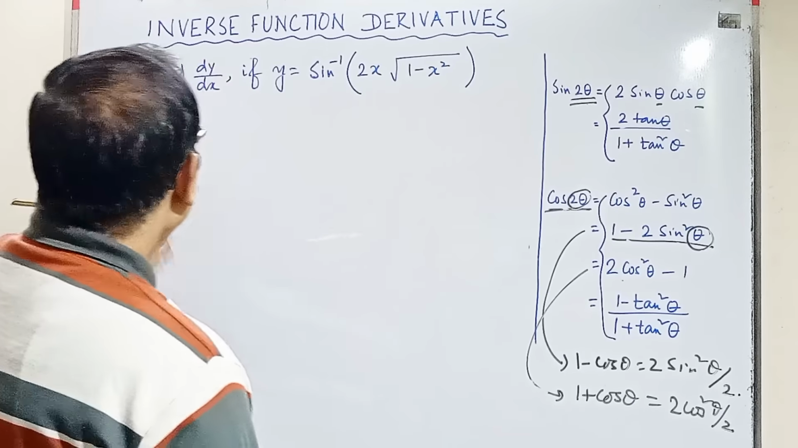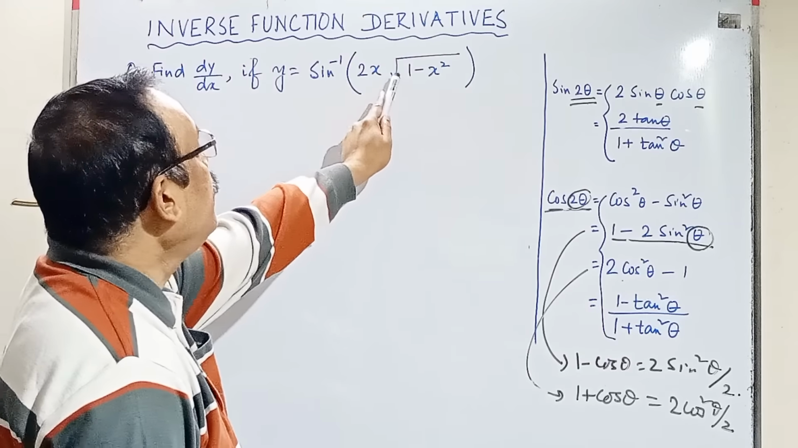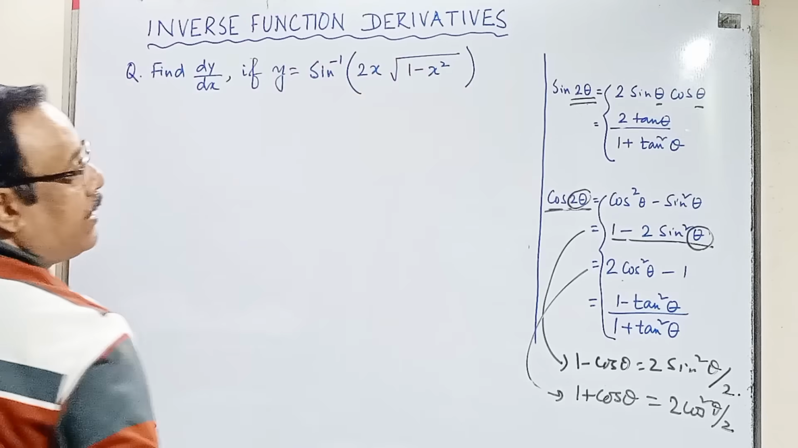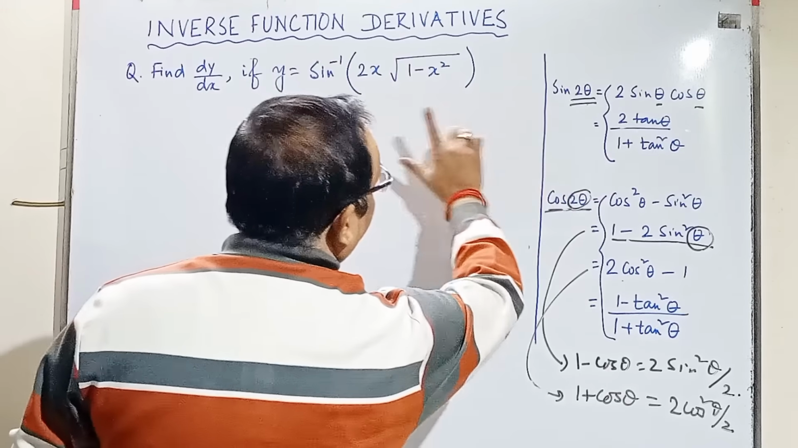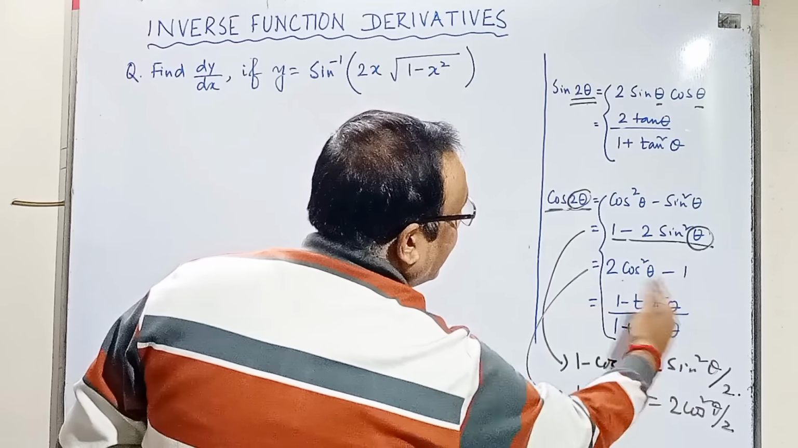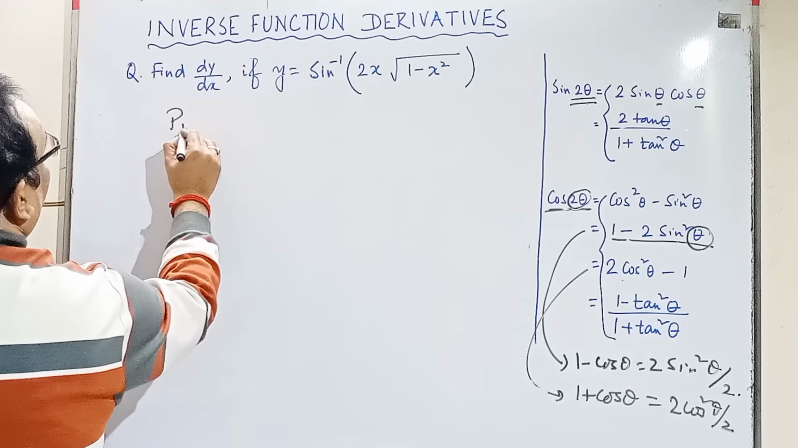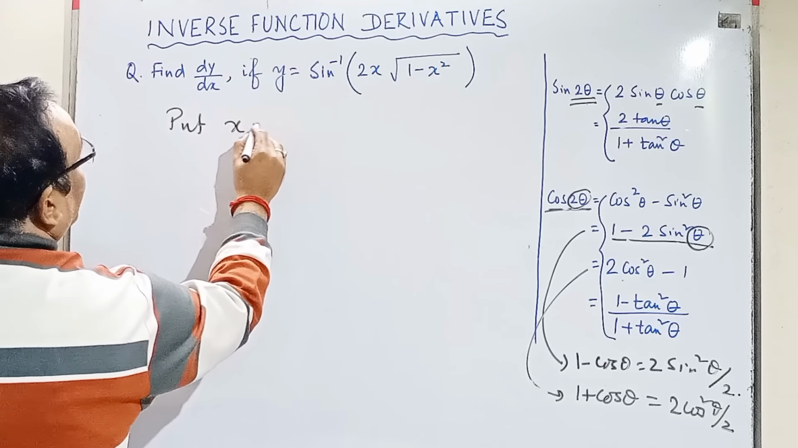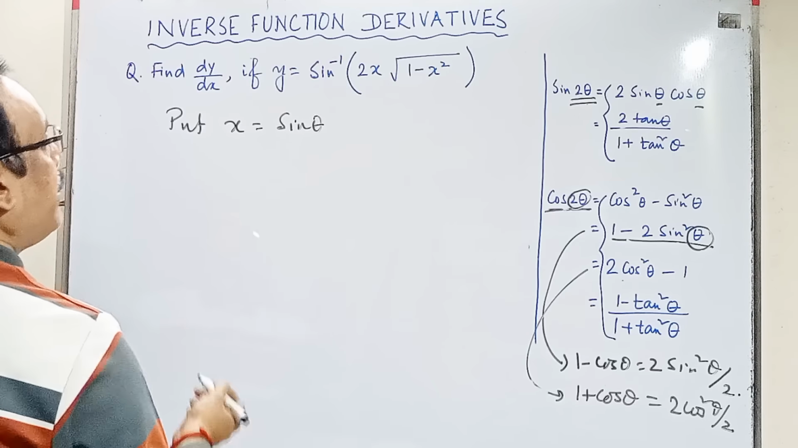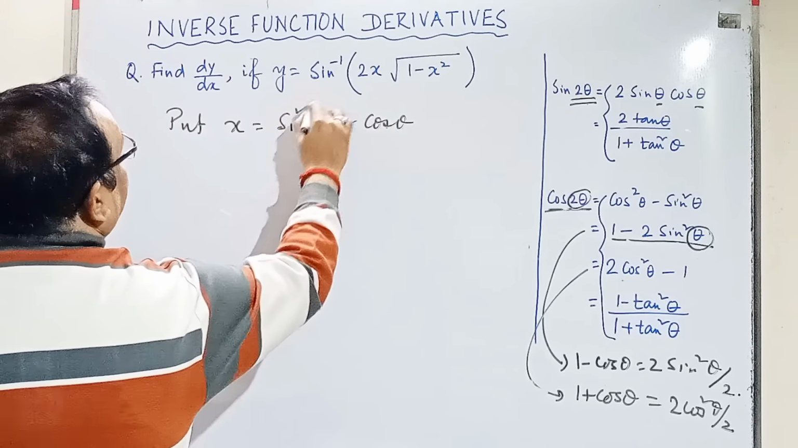So the next question is, find dy by dx if y is equal to sin inverse of 2x into under root 1 minus x square. There is no denominator. That means I won't take tan theta, because in case of tan theta, the denominator comes out. So in this case, we'll put x equal to sin theta or cos theta. It's your choice. We are taking sin theta here.